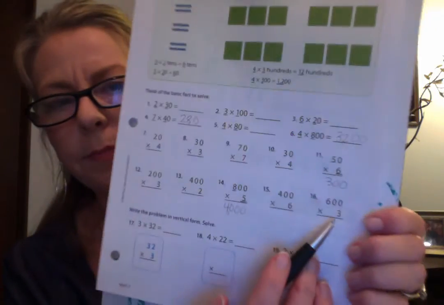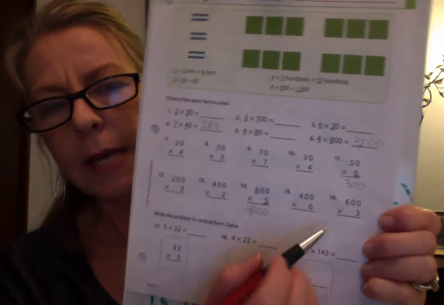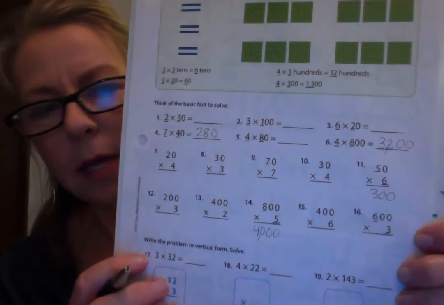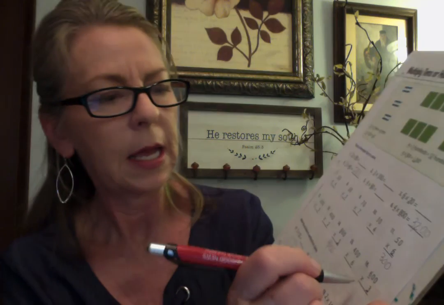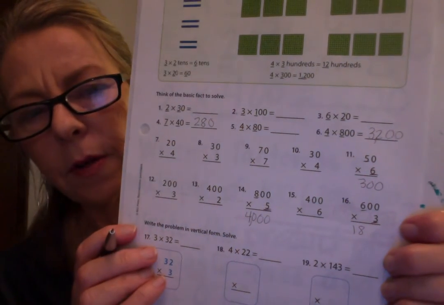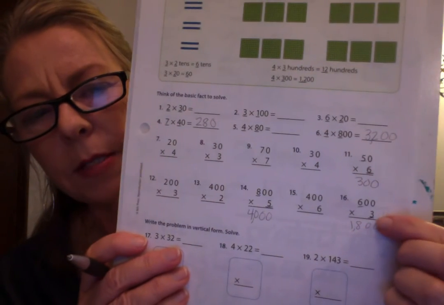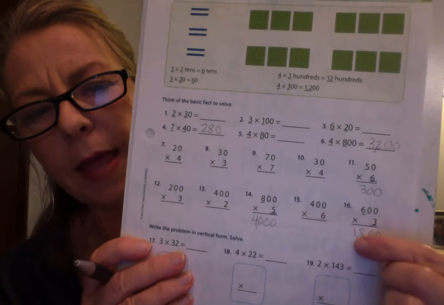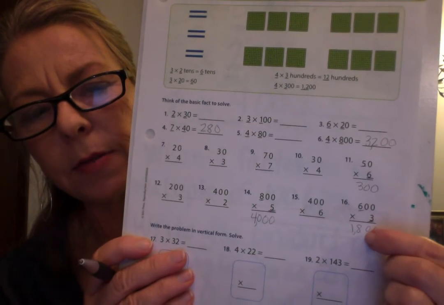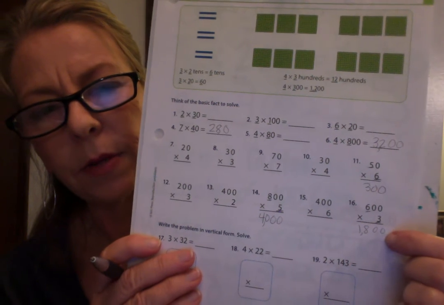Okay, so let's try number 16. All right, let's take our basic math fact, which is 3 times 6, and 3 times 6 is 18. And then you want to put a 0 for the 10s and the 1s. Because remember, it's 3 times 600, so we have 1800s. That means a 0 goes in the 10s place and a 0 in the 1s place.